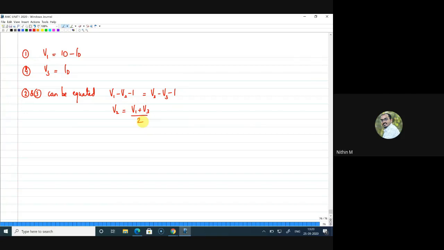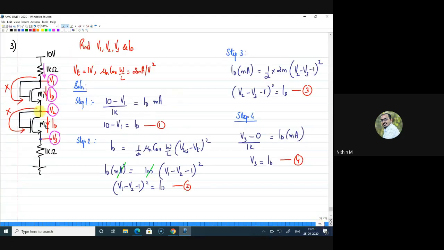Right. Now V2 is (V1 plus V3) by 2. That means I can get the value of V2. What is V2? (10 minus ID plus ID) by 2, which is equal to 5. Or that can be directly observed here. You can see that V2 is in fact the middle point of the circuit.